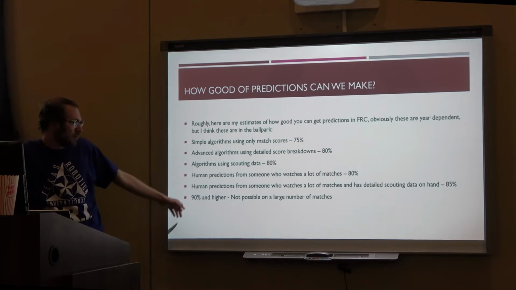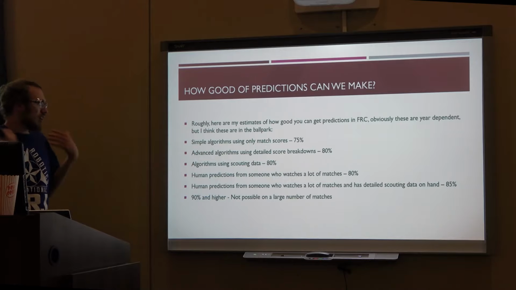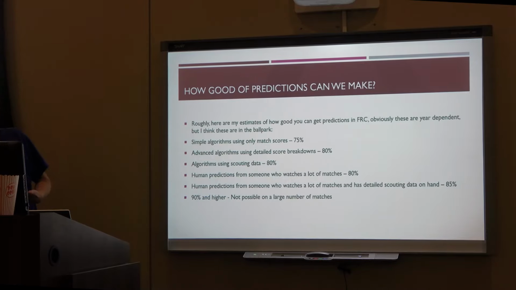I think if you have human predictions, someone who watches a lot of matches and also has a lot of detailed scouting data on hand, some people might call this a super scout, I think those kind of people in those situations can hit about 85% of matches. And I think that's about the peak. I really don't think predicting 90% or more of matches is achievable.